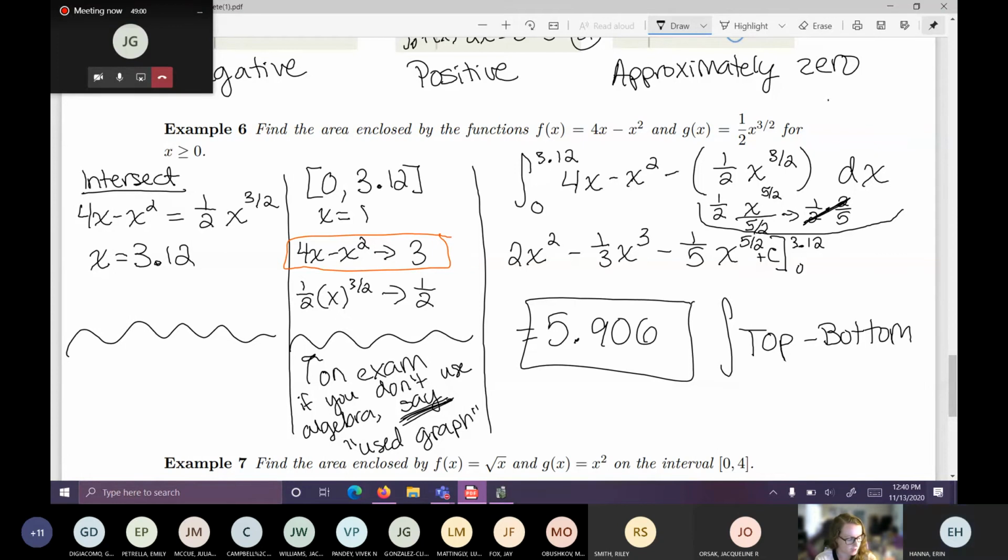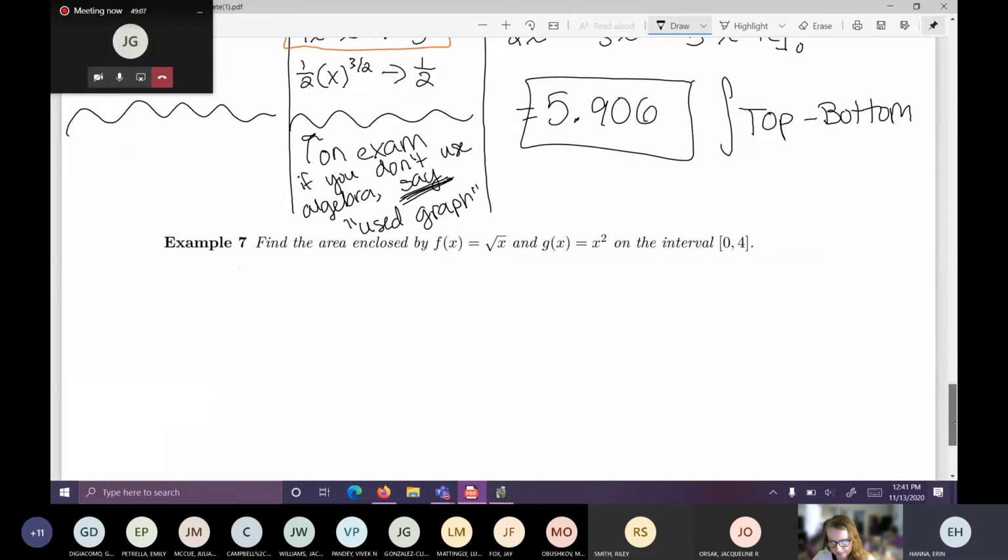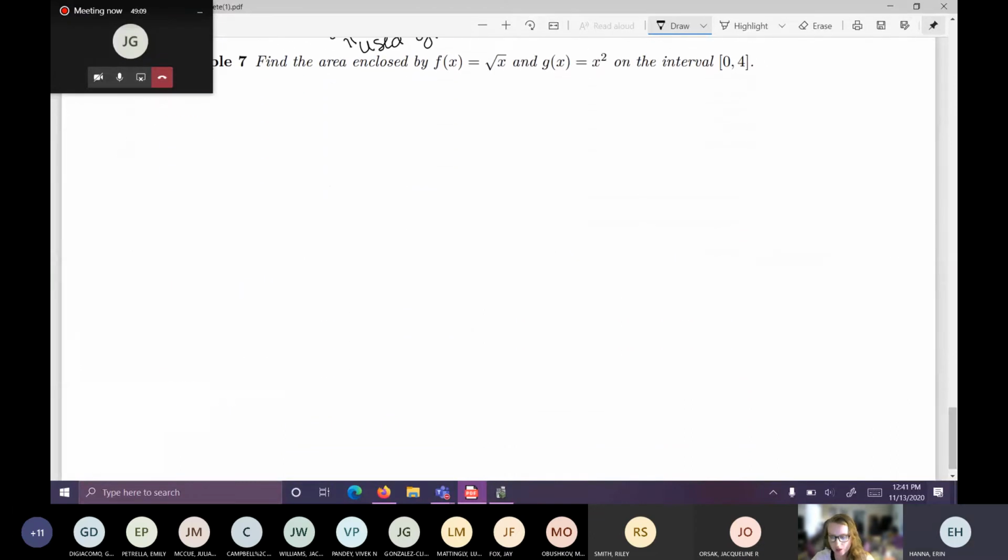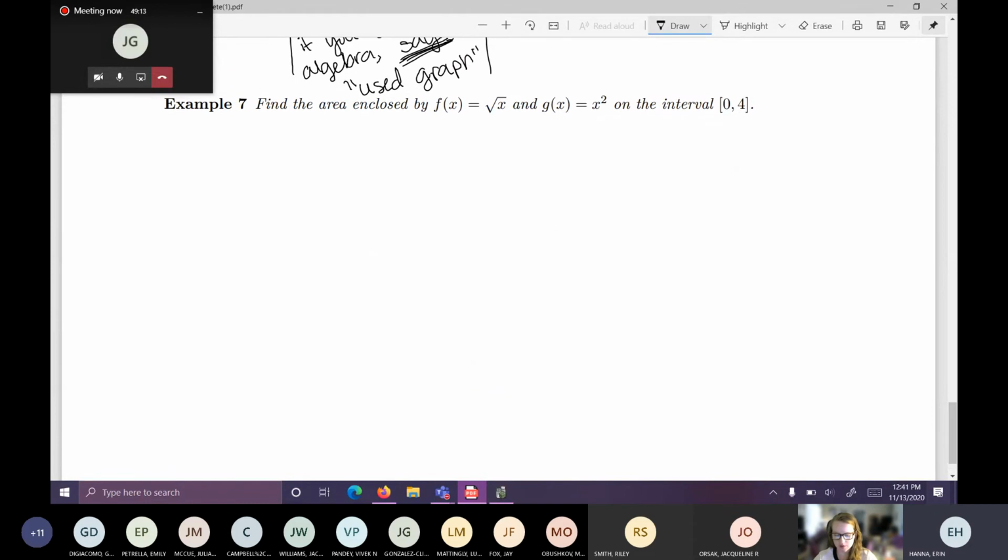Okay. If there are no more questions, we'll do this last one, which will pretty much take us up till the end of class. So this last one: find the area enclosed by the square root of x and x squared. Now we're actually given an interval, so we don't need to worry about closing it, but we still do need to figure out where they intersect. So we need to find where the square root of x equals x squared.